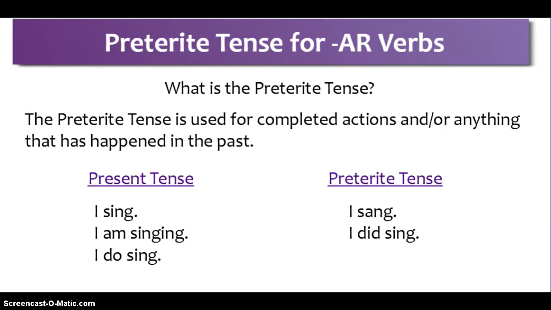In English, often we have the preterite tense when we add -ed to the end of a verb or "did" in front of it, as in "I did sing," as opposed to "I sing," "I am singing," or "I do sing." There can also be spelling changes, as in "I sang" in English, and we'll cover those both in Spanish and in English as we go forward.